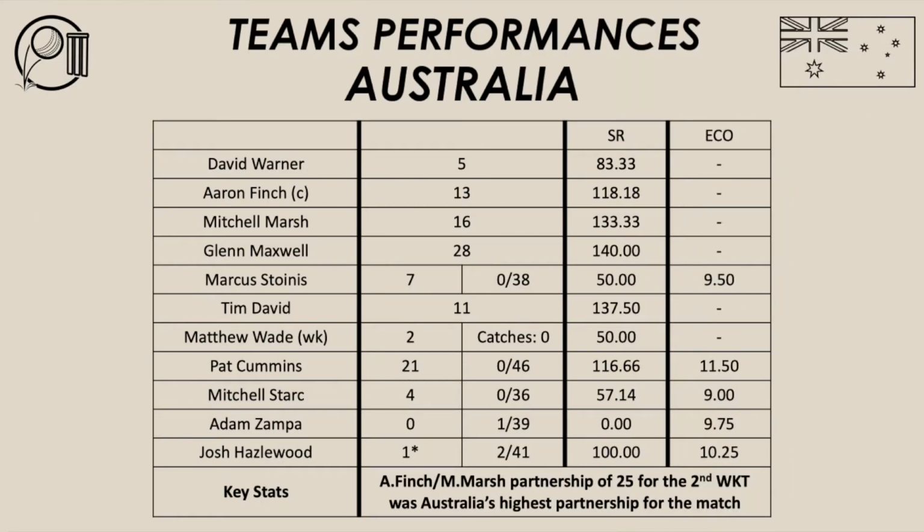Let's have a look at both teams' performances in match number 13 of this ICC T20 World Cup for 2022 between Australia and New Zealand at the SCG with both bat and ball. We'll start with Australia and their batters: Warner 5, Finch 13, Mitchell Marsh 16, Maxwell 28, Stoinis 7, David 11 and Wade 2. That's how the Australian batters performed in this T20 World Cup match against New Zealand at the SCG in this Super 12 stage of the tournament.